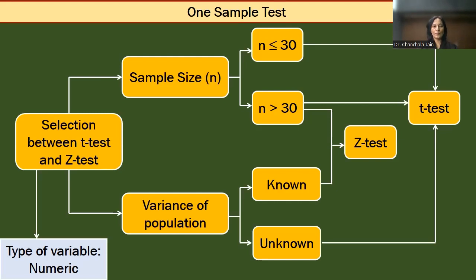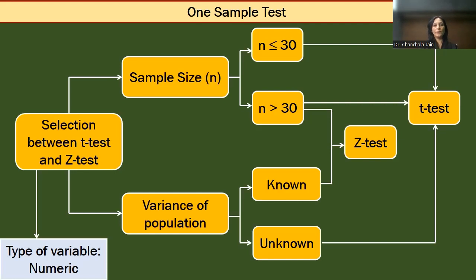of variable. So type of variable: if you are having a numeric kind of variable, because we are talking about one sample test, so in that case if you are having a single variable that is numeric in nature and we want to compare the mean difference, in that case we can go for either z-test or t-test. Now the selection will depend upon the size and the variance of population.